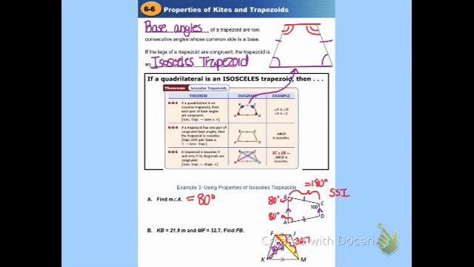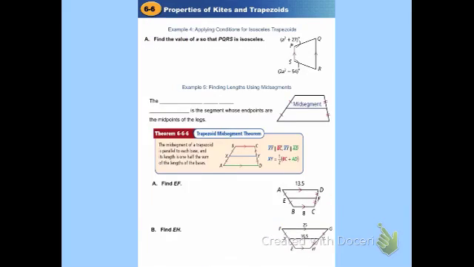And that means this little piece right here, from J to B, would have to be 32.7 minus 21.9. And that leaves me with 10.8. And if JB is 10.8, then FB is also 10.8. So that was basically applying the fact that diagonals have to be congruent in an isosceles trapezoid. Let's go ahead and turn the page.